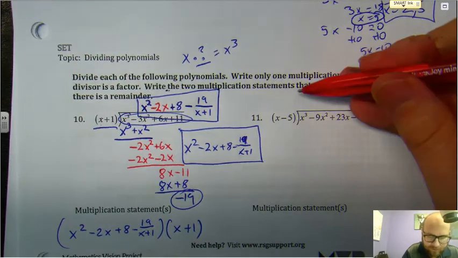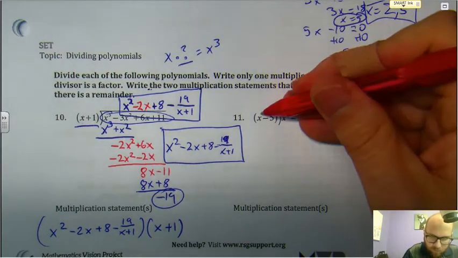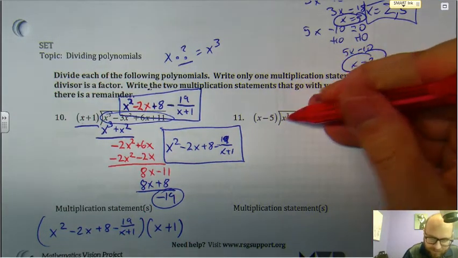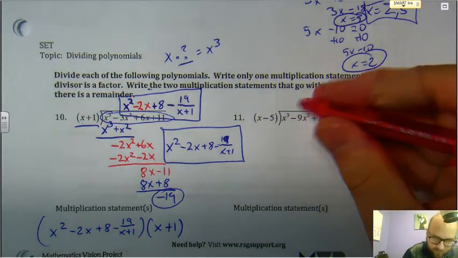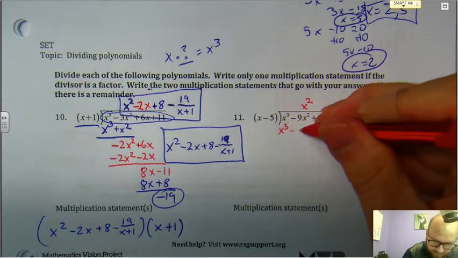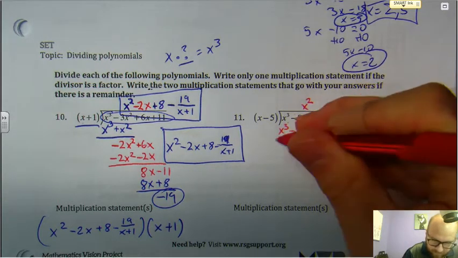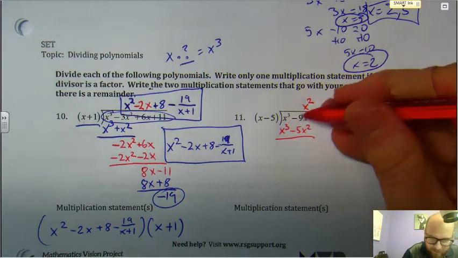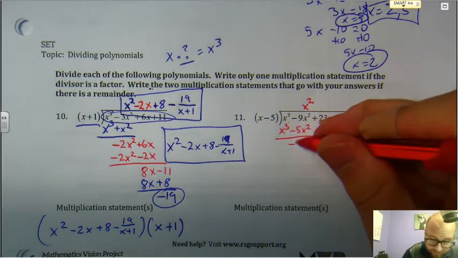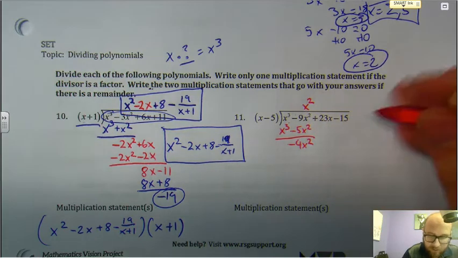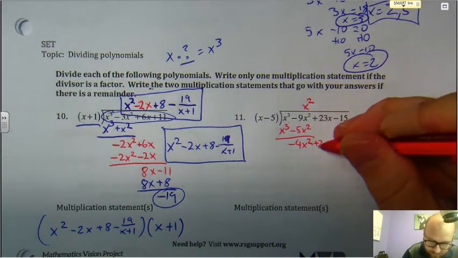So I'll do number 11 here. What do I have to multiply x by to get x cubed? I'd have to multiply by x squared. If I multiplied it by x squared, this would be x cubed minus 5x squared. I'm going to subtract. Negative 9 minus a negative 5 is negative 9 plus 5, which would be negative 4x squared. All right, bring down the 23.